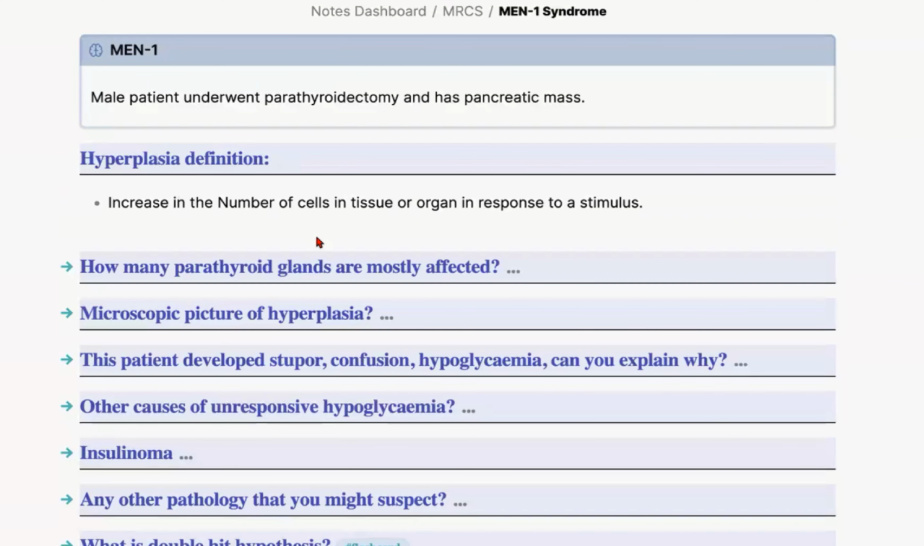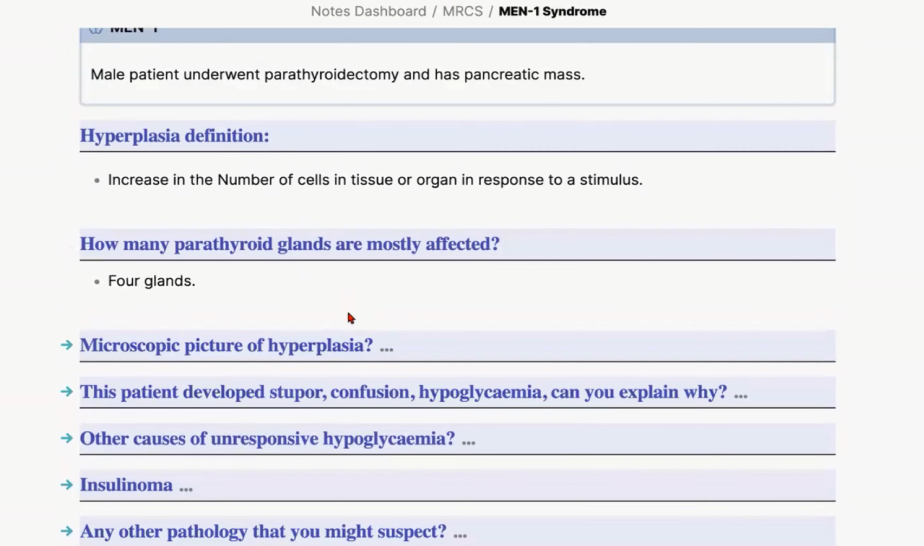And how many parathyroid glands are mostly affected in this patient? 4 in this case. What is the microscopic picture of hyperplasia? So the microscopic picture we divide into the most common and less common. The most common we will see is chief cell hyperplasia, and less commonly we usually see water clear cells and some other forms of cells which include oxyphil cells in this case as well.